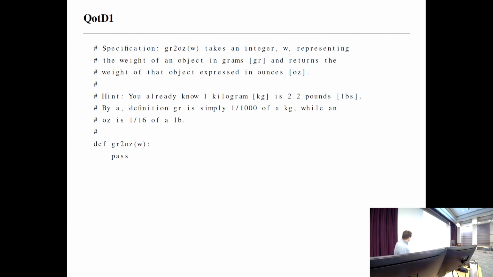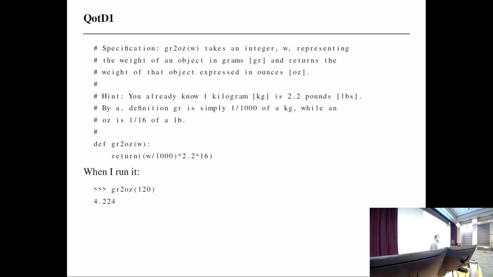This is the function signature you've been given. The simple solution takes the W as a stand-in for the weight in grams, divides it by 1,000 to give me the weight in kilograms, multiplies that by 2.2 to give me the weight in pounds, and multiplies that by 16 to give me the weight in ounces. So this is what I had in mind. When I run it, I get that 120 grams is roughly 4.2 ounces, or a quarter pound.